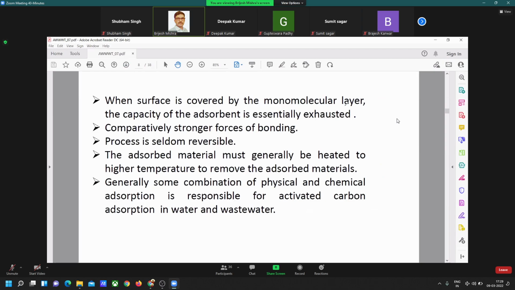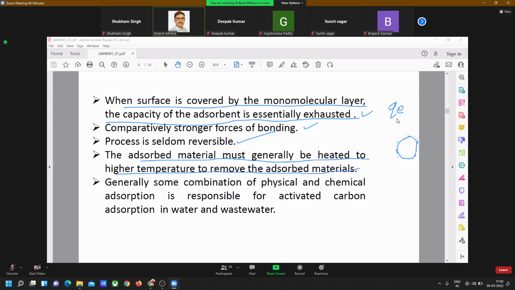When the surface is covered with a monomolecular layer, the capacity of the adsorbent is essentially exhausted. So we can say that QE is very less. Why is QE less? Here only monolayer is there. When monolayer is there, naturally QE is going to be less. The force of binding is stronger, going to be high because it's monolayer. Each site is available for each adsorbate. Process seldom reversible. The adsorbed material must generally be heated to a higher temperature to remove the adsorbed material. Okay? If you want to remove this.